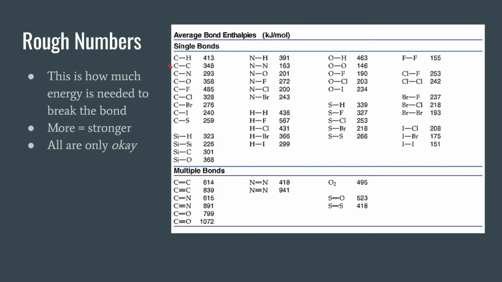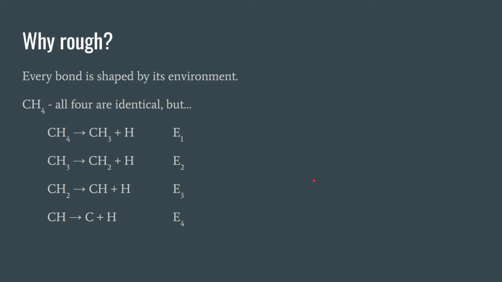So a carbon-carbon single bond is 348. A carbon-carbon double bond is 614. A carbon-carbon triple bond is 839. Likewise, a nitrogen-nitrogen single bond is 163, double is 418, and triple is 941. Oxygen single bond is 146. Oxygen double bond is 495. Okay, and so on. Every bond is shaped by its environment.